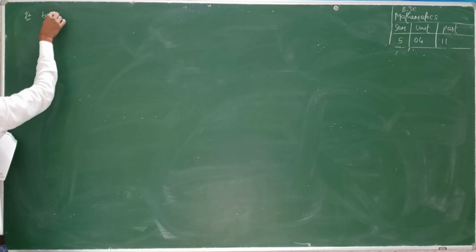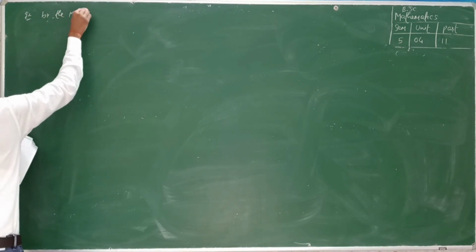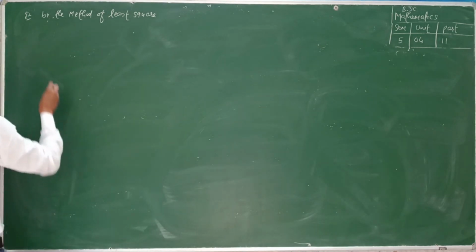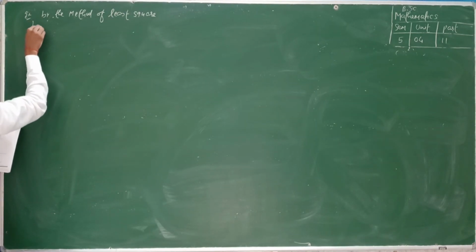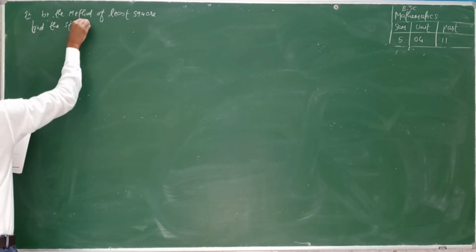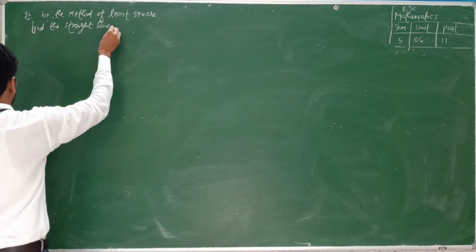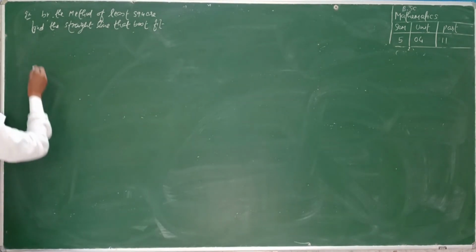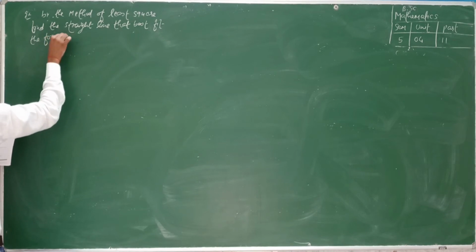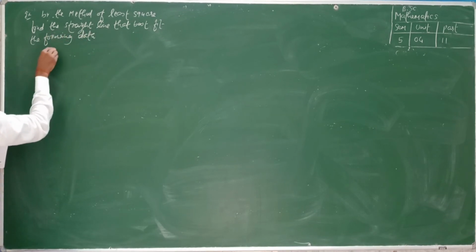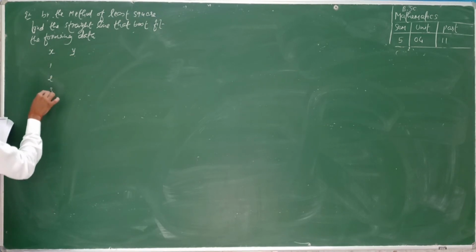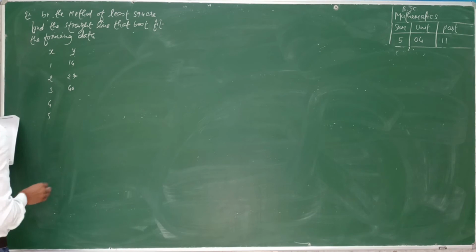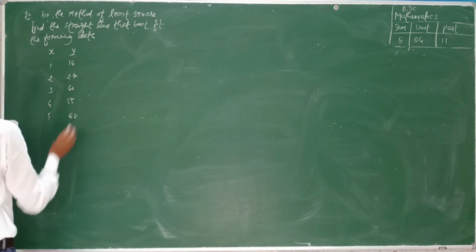By the method of least squares, find the straight line that best fits the following data. x: 1, 2, 3, 4 and 5. y: 14, 27, 40, 55 and 68.